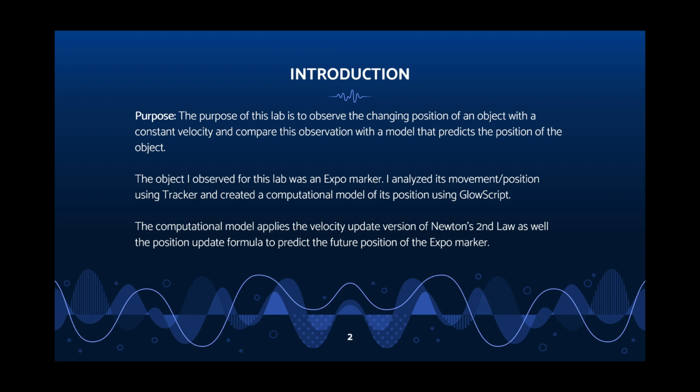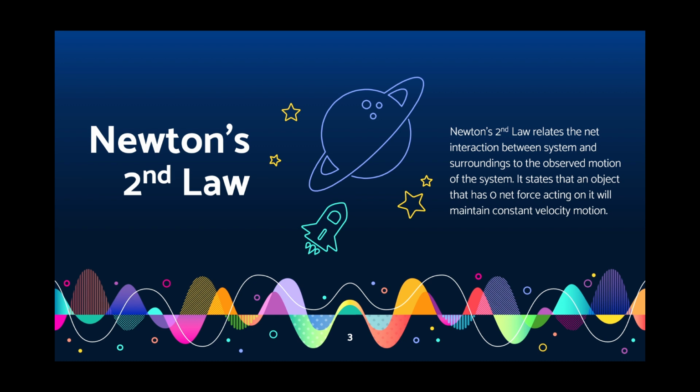The computational model applies the velocity update version of Newton's second law, as well as the position update formula to predict the future position of the expo marker. The fundamental principle applied in this lab is Newton's second law, which is also known as the momentum principle. Newton's second law relates the net interaction between system and surroundings to the observed motion of the system.